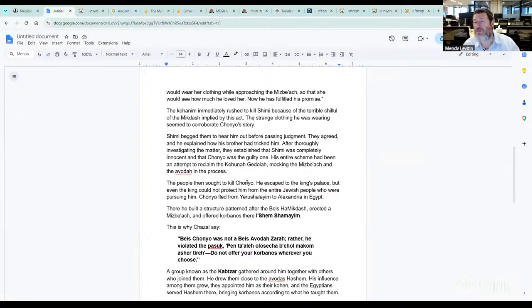Now the Kohanim decided they're going to kill Choni for making such a desecration for his own ego. He escaped to the king's palace. I'm not sure what the king was, but the king could not protect him, maybe the governor at the time. From the entire Jewish people who were pursuing him, Choni fled Yerushalayim to Alexandria of Egypt.